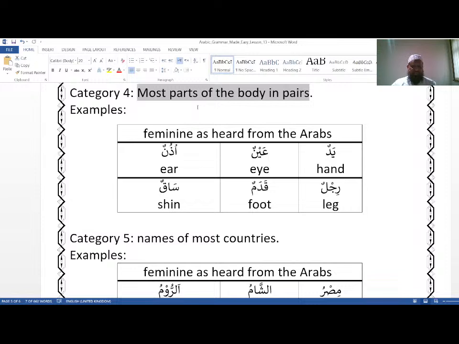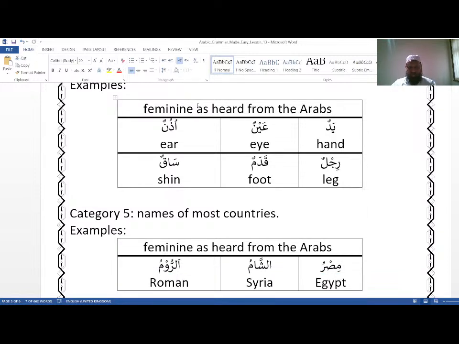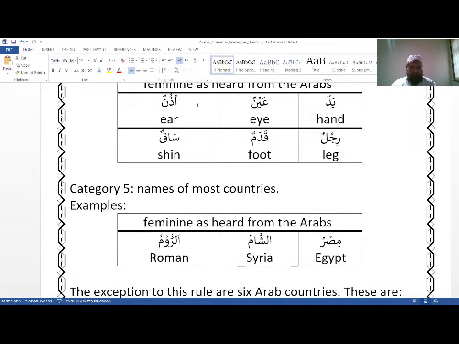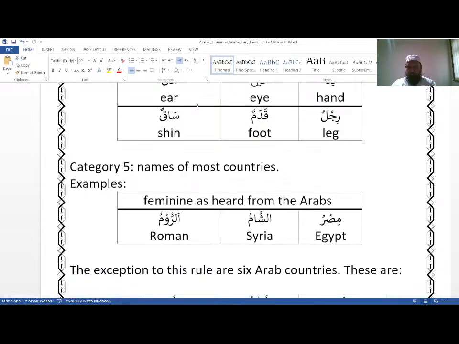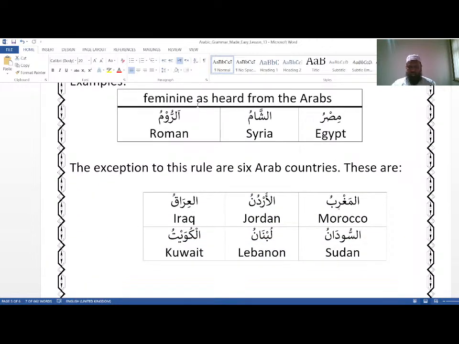Number 5 category, names of most countries. Again, most means some will be used as masculine, but most countries are feminine. Misru, Ash-Shamu, Arumu, feminine. The exceptions to this rule are 6 Arab countries. They are masculine. They are Al-Maghribu, Al-Urdunu, Al-Iraqu, Al-Sudanu, Lubnanu, Al-Kuwaitu.